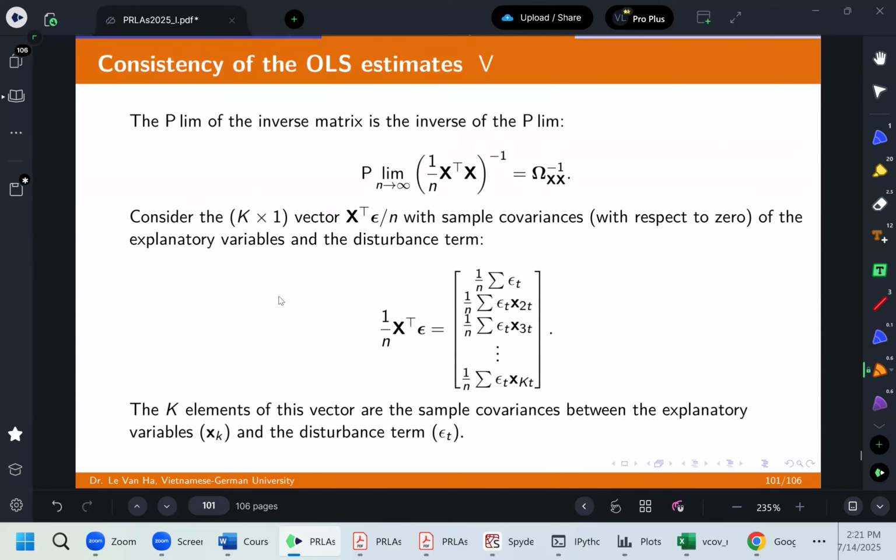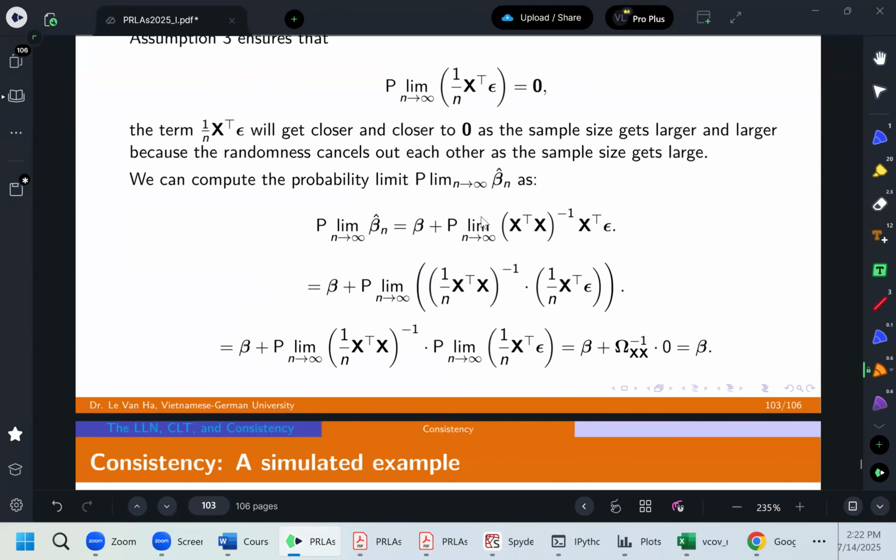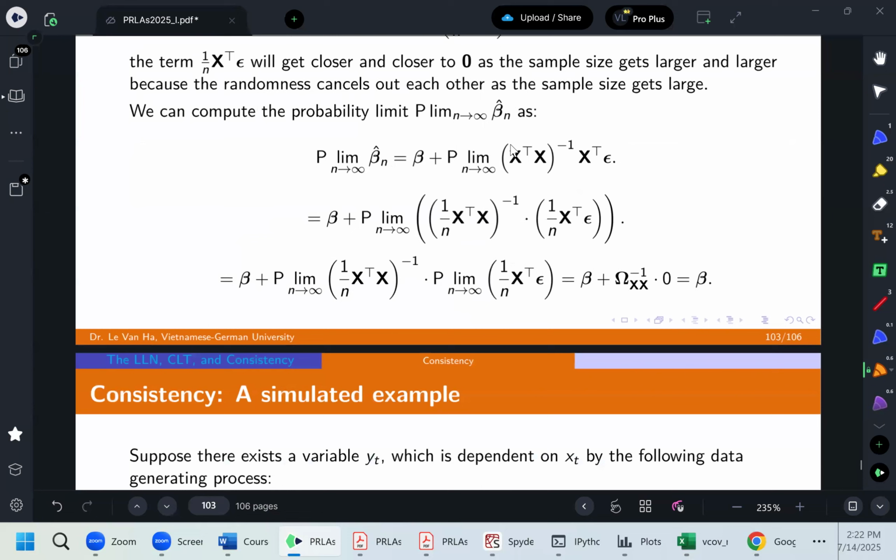So basically, what I want is this from the morning, right? If I have this one, again, I am using the result: the probability limit of the inverse is the inverse of the probability limit. So I have this one, which is a constant matrix, and this one approaches 0. So the result for beta hat I said in the morning will be equal to this. If the sample goes to infinity, this one is a constant matrix, this one is 0, so it will be equal to beta.